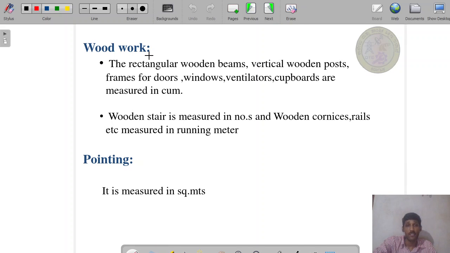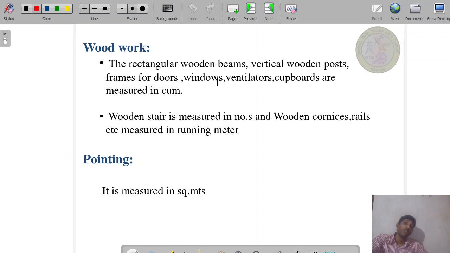Next, woodwork. How to tell the woodwork quantities. The rectangular wooden beams, vertical wooden posts, frames for doors, windows, ventilators, cupboards, etc. are measured in meter cube. Because if it is teak wood or jack wood, under those circumstances its cost is very high. That you have to keep in mind.